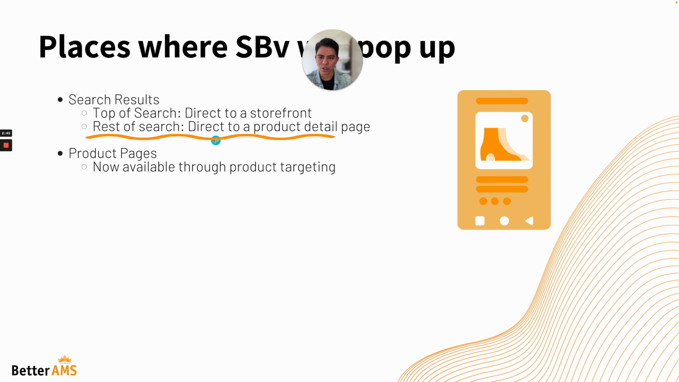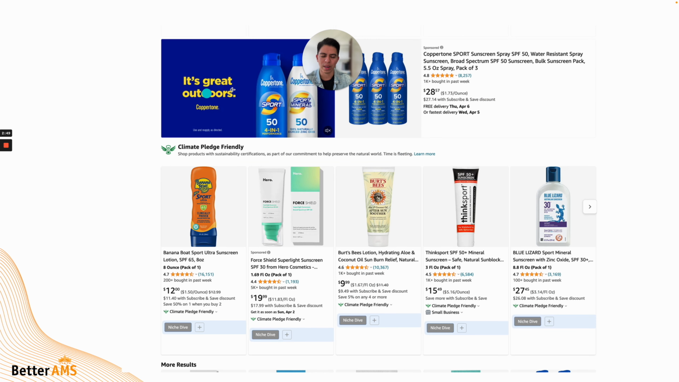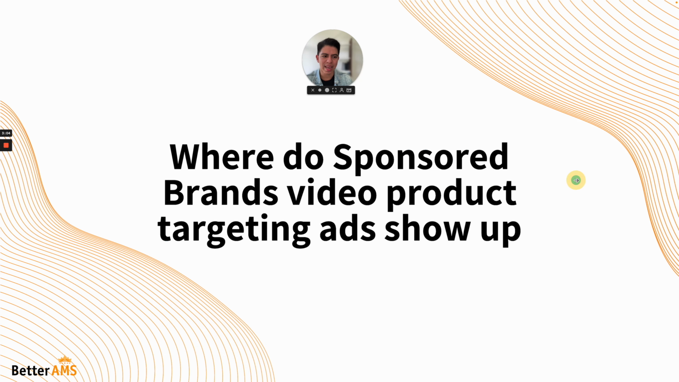Then rest of search is the legacy sponsored brands video ad. So this is what it typically looks like. It's usually the 4th or 5th row within the Amazon search results. And we have seen these ads for a while now. And the ad we're talking about today is the video ad within the product detail pages.